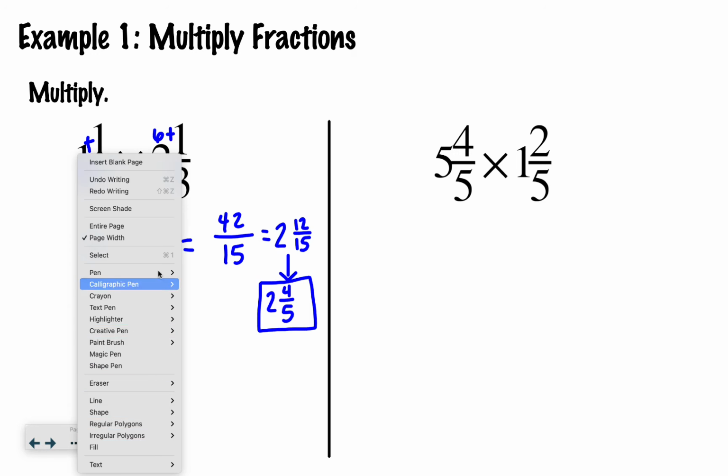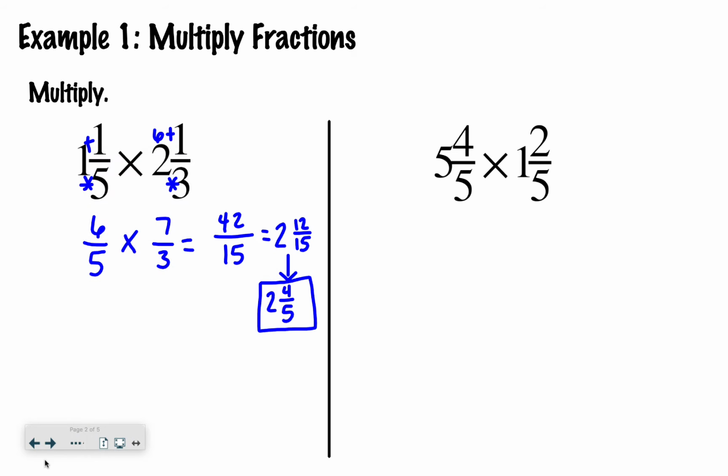The other option is to simplify before multiplying. So this is the other thing I showed you yesterday. You reduce on the diagonals. So if I look, 5 and 7 can't be reduced, but the 3 and 6 can. So the 6 would become a 2, the 3 would become a 1. 2 times 7 is 14. 5 times 1 is 5. And then 5 can go into 14 2 times without going over, and then there would be 4 left. So you can see I would have 2 4/5.